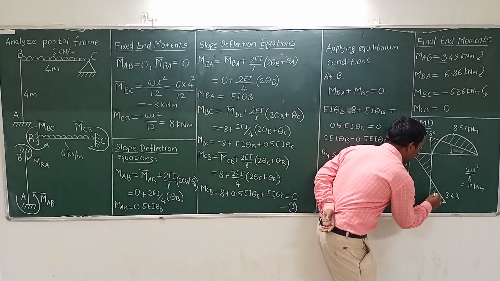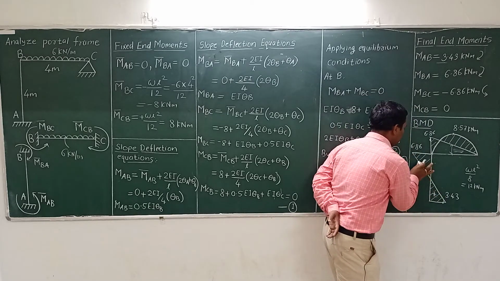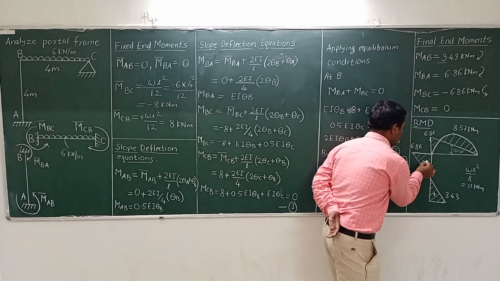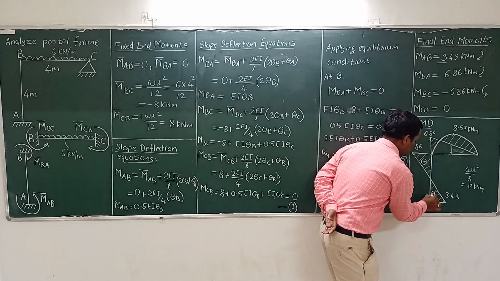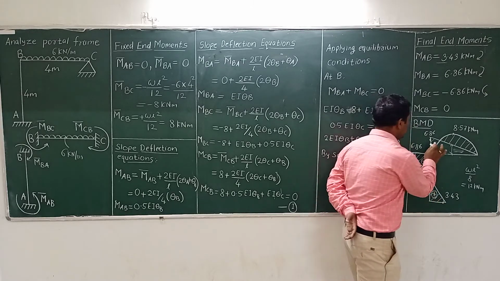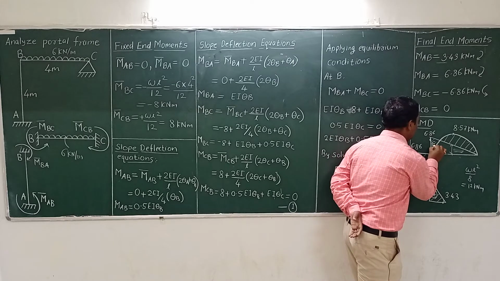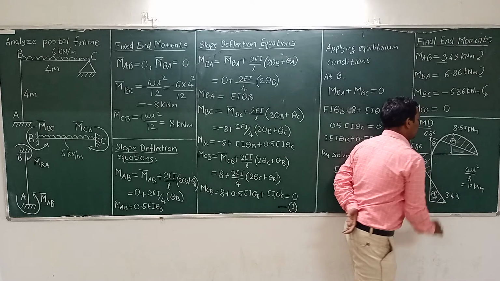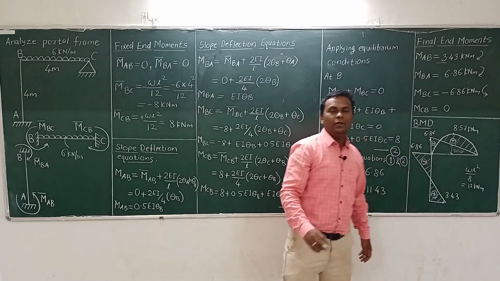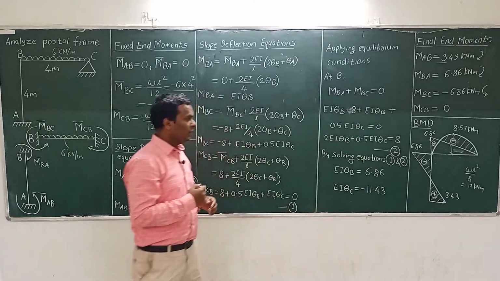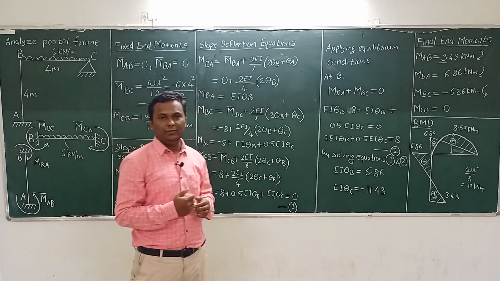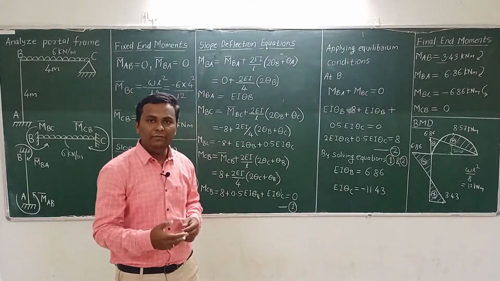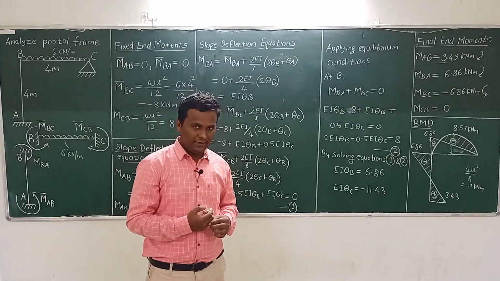And we have to show all these signs. Here already it was plus, so it remains plus. This was minus, this was minus, uncommon part, and this was plus. So this is the final bending moment diagram for this portal frame. Now after drawing this bending moment diagram, finally we can go for the shear force diagram.